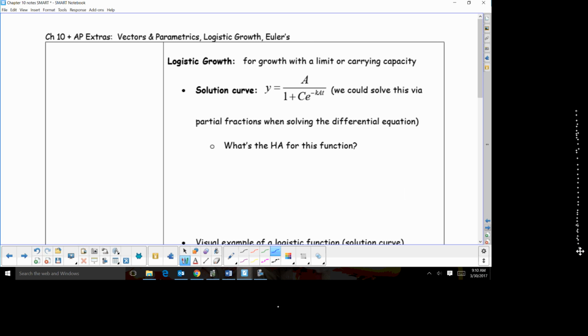When we go to solve this differential equation, this is what it solves to. We are going to solve that, you're going to see, and you are going to have the opportunity to either memorize this or do the process that I'm going to show you. That's fun. So looking at this, what are the horizontal asymptotes for this function when we solve it?